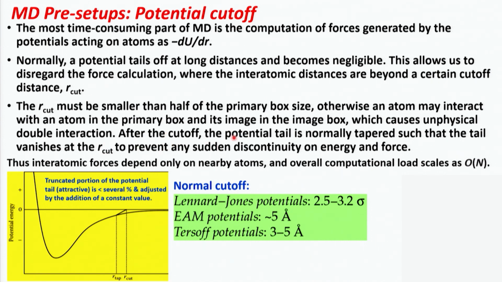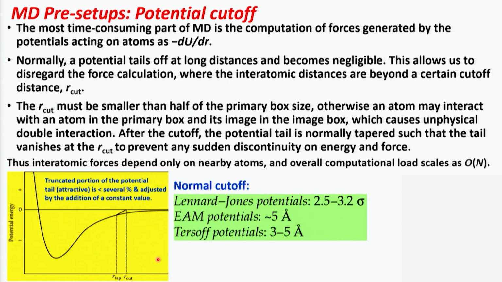After the cutoff, the potential tail is normally tapered such that the tail vanishes at R cut, to prevent any sudden discontinuity in energy and force. Essentially, at R cut the potential energy is 0, but if you go a little bit shorter in distance, this is the energy, so we make a kind of tapered case. In this case the interatomic force depends only on nearby atoms, and the overall computational load scales down to the order of the number of atoms.